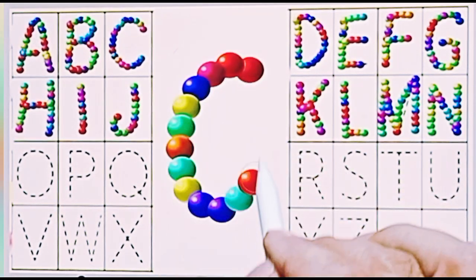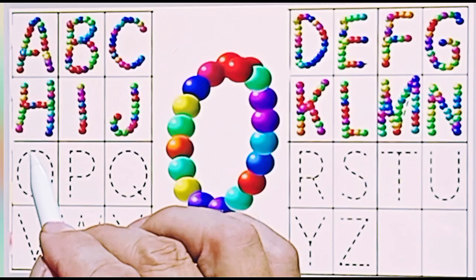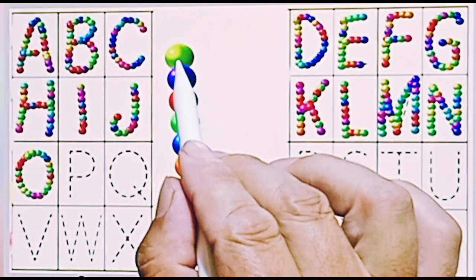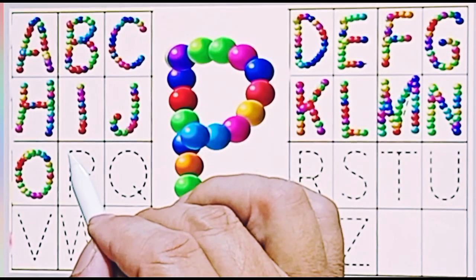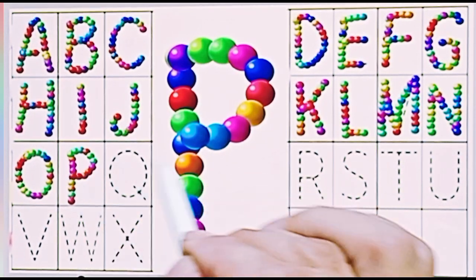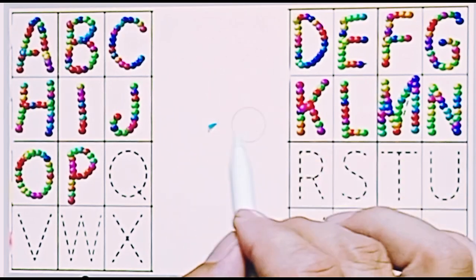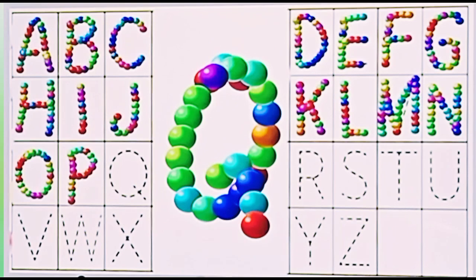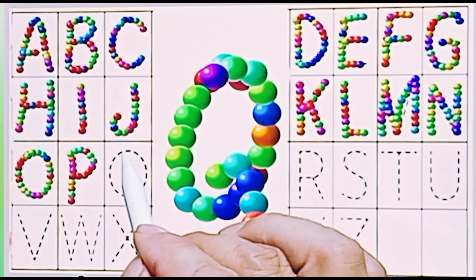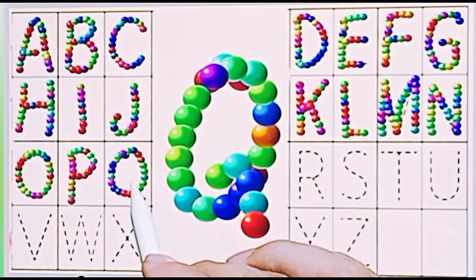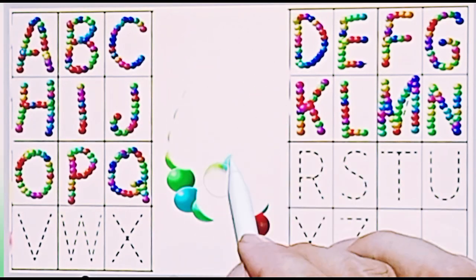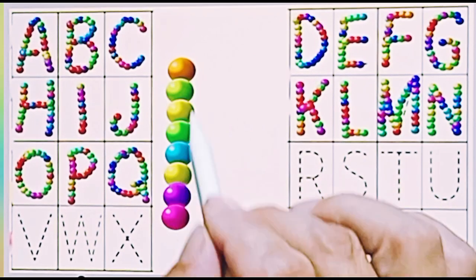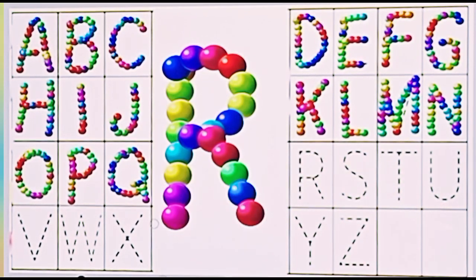O for octopus. P for ferret. Q for queen. R for rose.